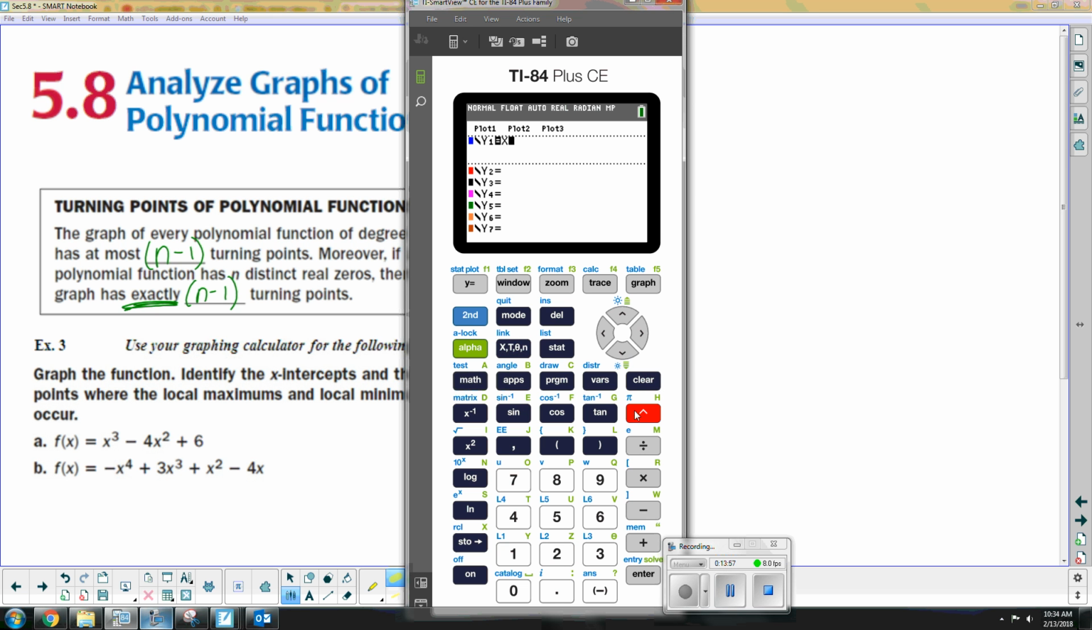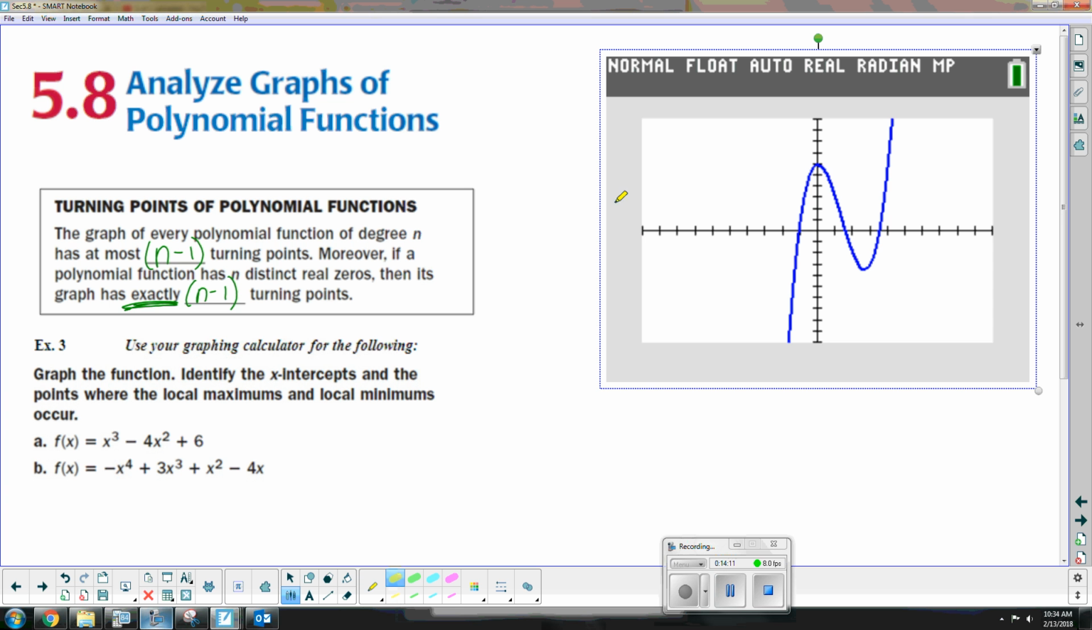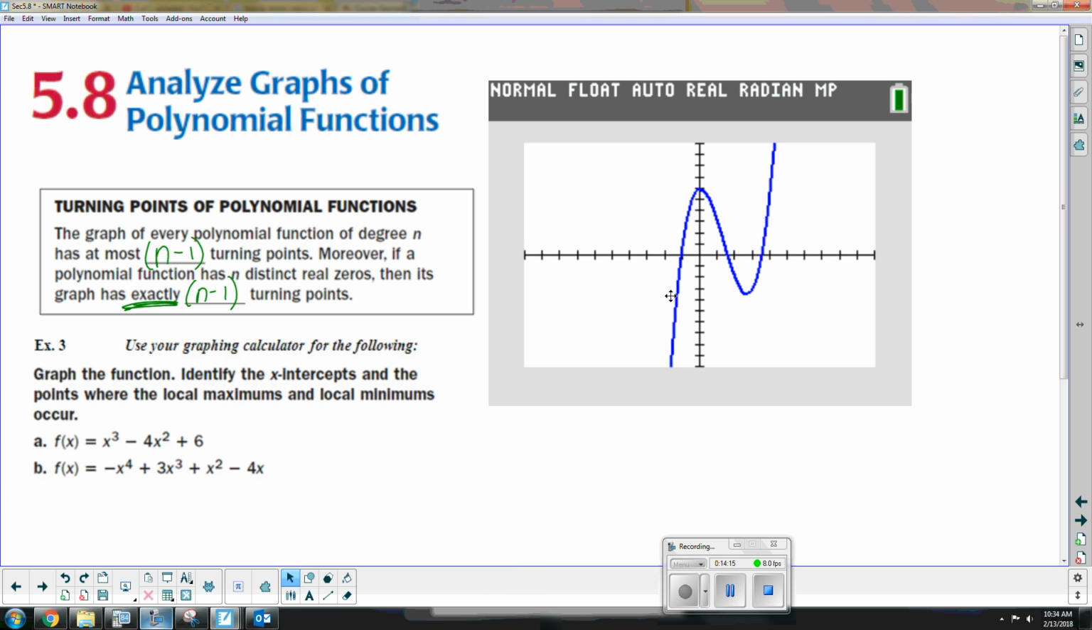All right, x cubed minus 4x squared plus 6. And then we're going to graph that. All right, so here's our graph. So this is graph A.